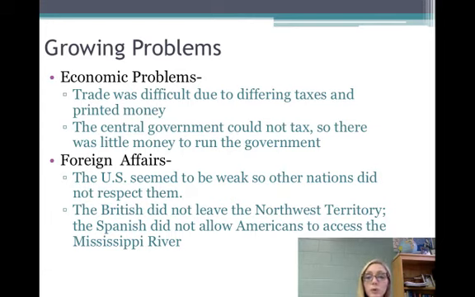They also had problems with foreign affairs. The United States seemed to be weak to other nations, and so they didn't get the respect from those nations that they wanted. Also, they had difficulty with other countries that were inside of what is now the United States. The British did not leave the Northwest Territory, which they were said to do in the Treaty of Paris, and also the Spanish did not allow Americans to access the Mississippi River. This river is a huge river that spans almost all the way from the south to the north in the United States and could grant them access to discovering new lands. So without that, they definitely suffered.